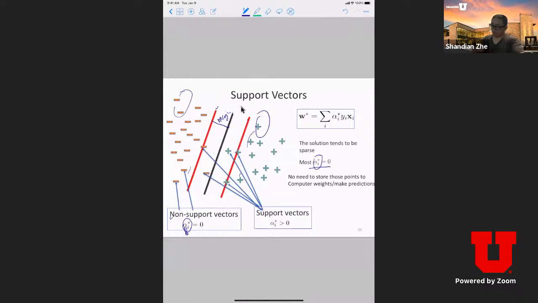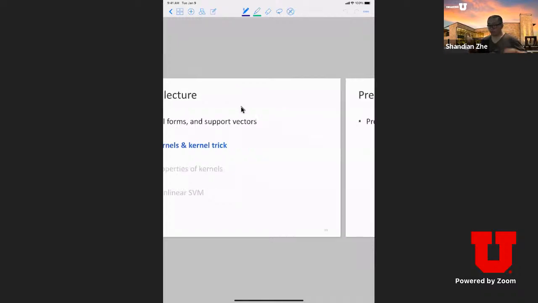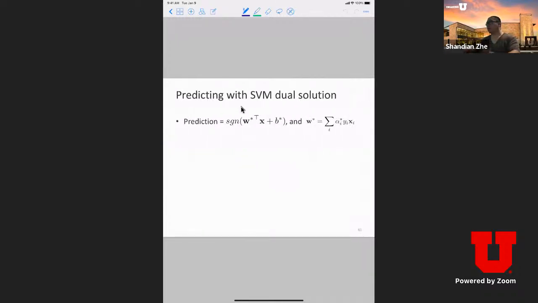Okay, so now we have finished the discussion about the dual form of support vector machines, from which we know what support vectors really mean, right? So now we're going to jump into a second, important topic. It's called kernel methods and kernel tricks. By using kernel tricks, we can extend support vector machines to complex nonlinear classifiers. Right?